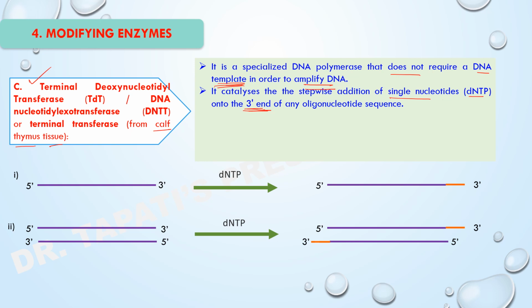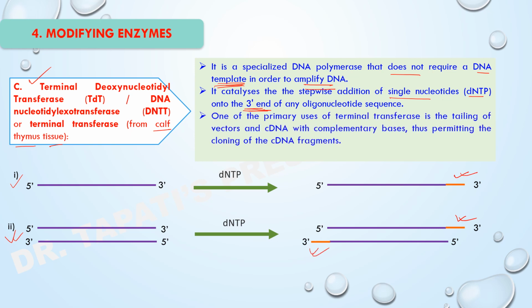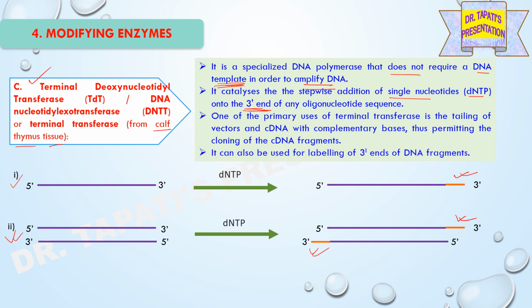I have given two figures. One is for single-stranded DNA, another one is for double-stranded DNA, where you can see that this enzyme is catalyzing addition of dNTP at the 3' position of single-stranded DNA as well as double-stranded DNA. One of the primary uses of terminal transferase is the tailing of vectors and cDNA with complementary bases, thus permitting the cloning of the cDNA fragments. That means this is helping in the process of cDNA cloning. It can also be used for labeling of 3' ends of DNA fragments.